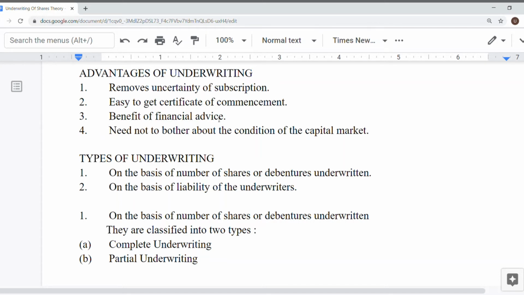Easy to get the certificate of commencement. There is no need to wait. It's not like if the public has not subscribed, you can't start the company. It's not like that, because you have underwriters. If they are not subscribing, underwriters will subscribe. So you will get a certificate of commencement. Next, benefit of financial advice. As these underwriters can be any firms or financial institutions or banks, they have better knowledge about the market.